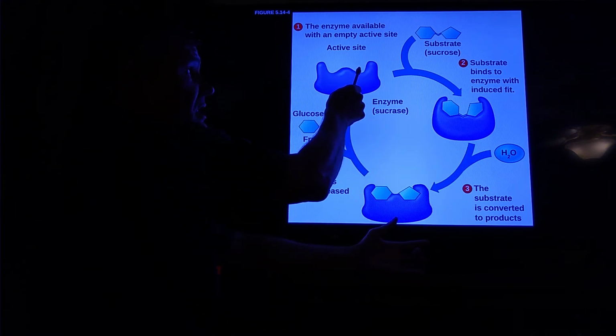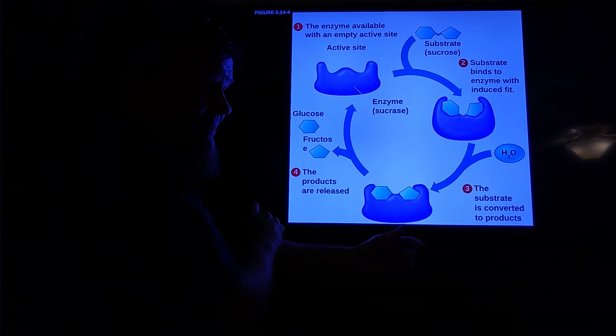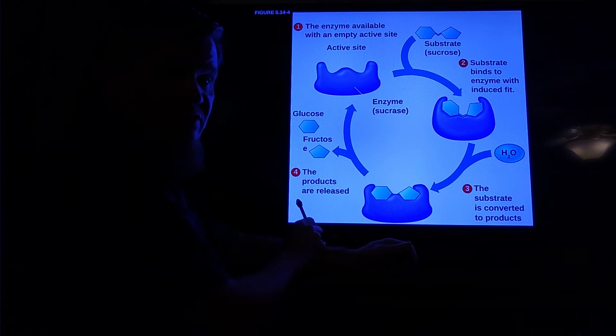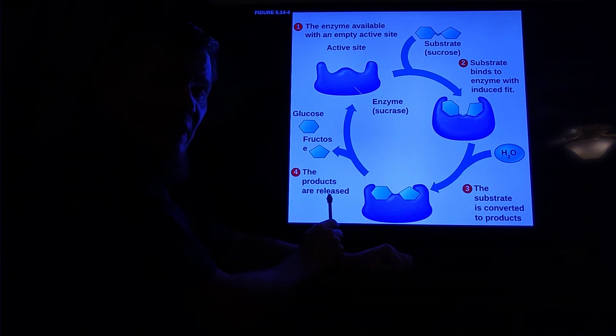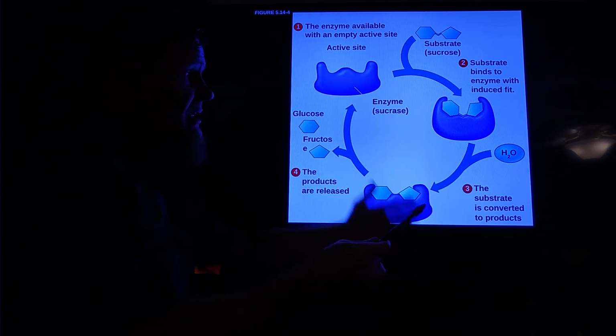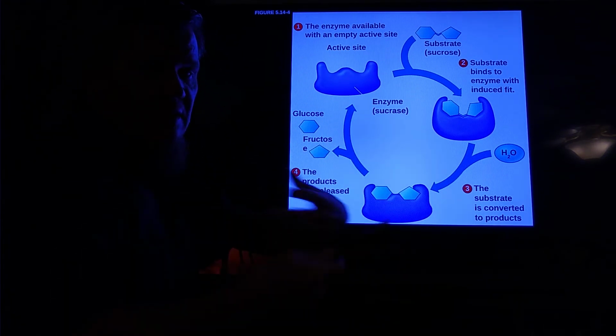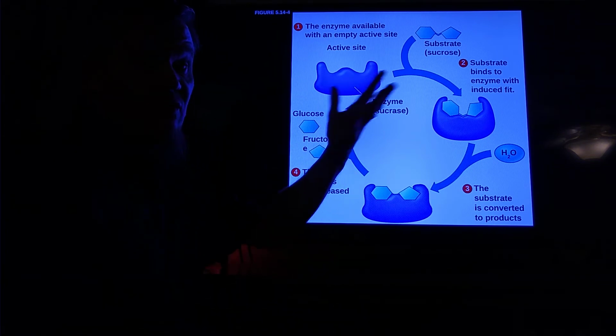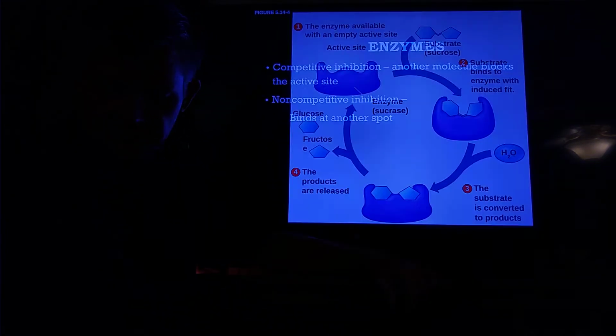They've got a special slot where something special binds. Once it binds to the special slot, then the enzyme will do its job. And again, it depends on the enzyme. It might be breaking something. There's another enzyme that links them together. All right? Different enzymes have different jobs, just like different tools have different jobs.